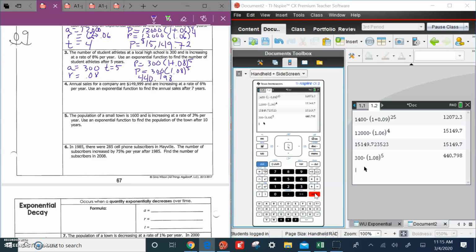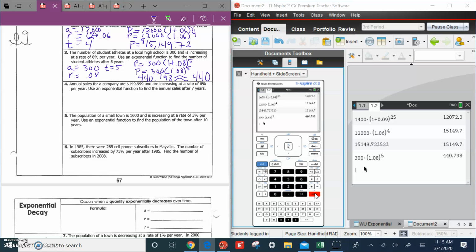440.798, but we're talking about athletes. And athletes are people. We cannot have half a person, and people we cannot round up. So we're going to leave it as 440 students. All right, so just remember that one.